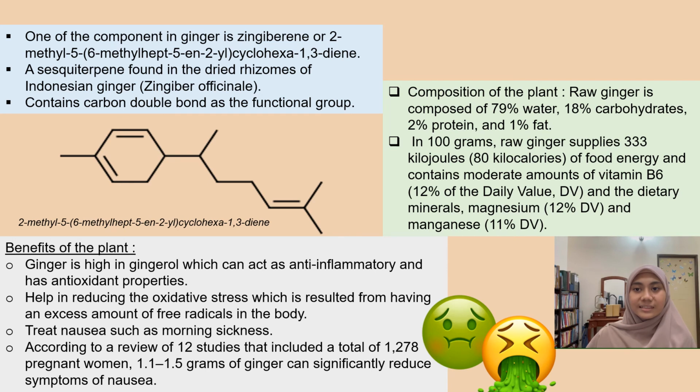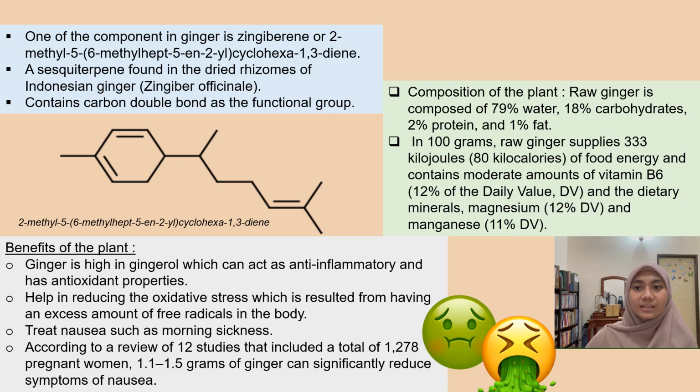Raw ginger is composed of 79% water, 18% carbohydrate, 2% protein, and only 1% fat. In 100 grams of raw ginger, it will supply 333 kilojoules of food energy and contains a moderate amount of vitamin B6 and the dietary minerals magnesium and manganese.